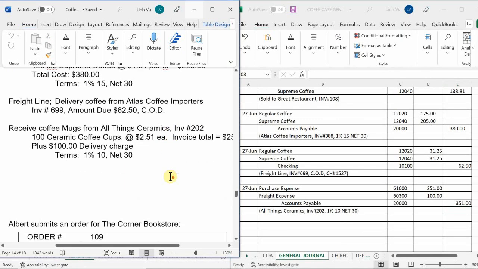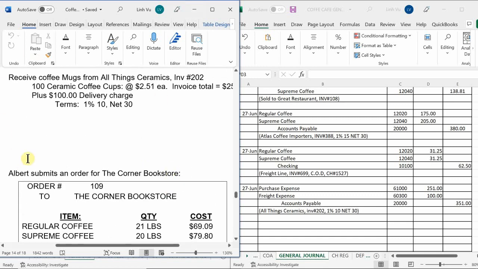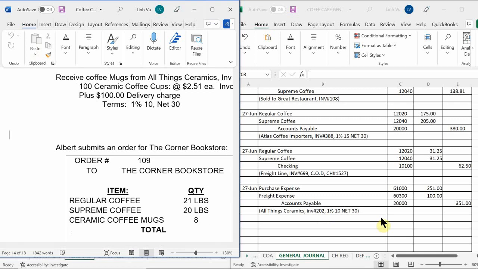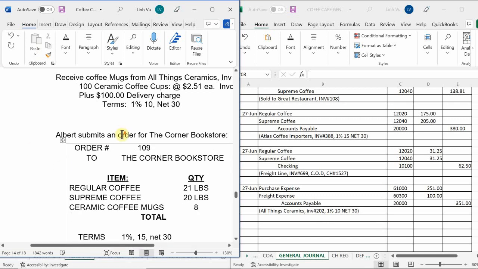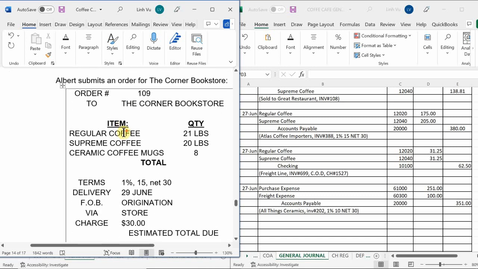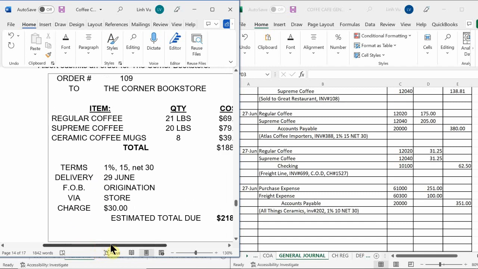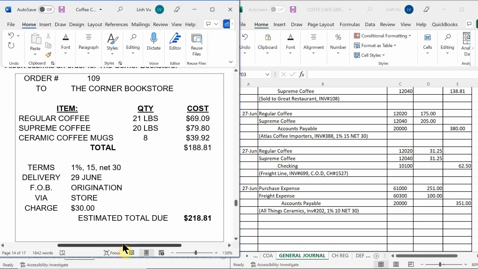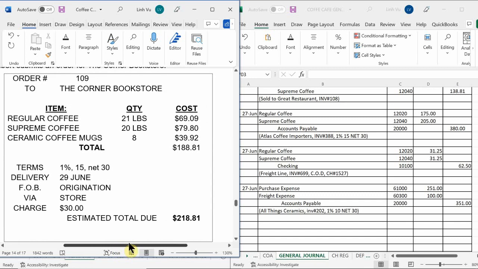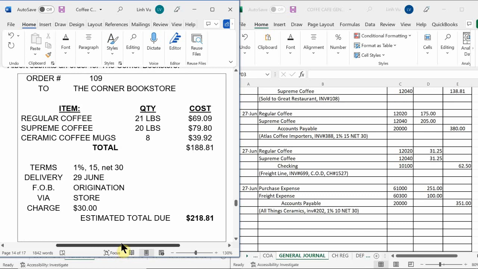So now that we updated our inventories, let's see what happened next. Albert submits another order, okay? This time from the Corner Bookstore again, for sales order number 109. The Corner Bookstore wants some more coffee, so they want to order 21 more pounds of regular and 20 pounds of Supreme and 8 more coffee mugs. Okay, we're going to deliver to them on the 29th of June.